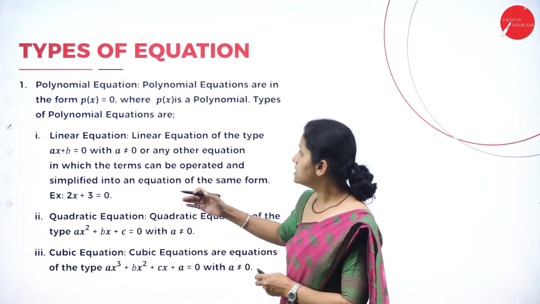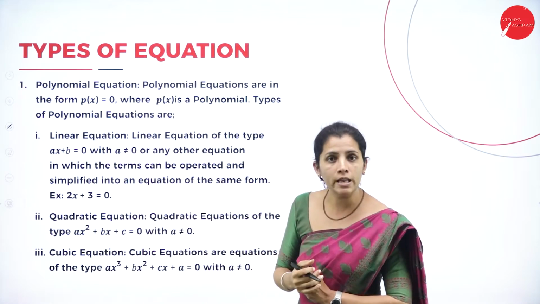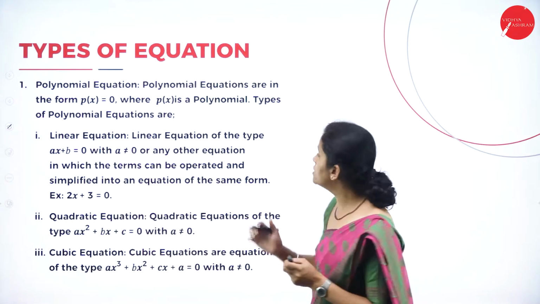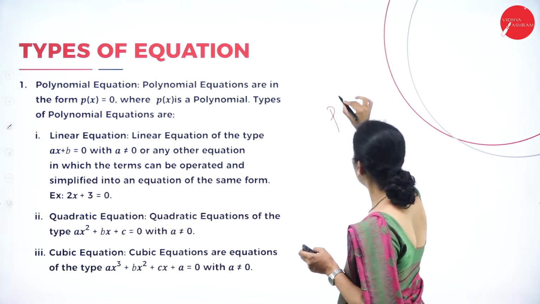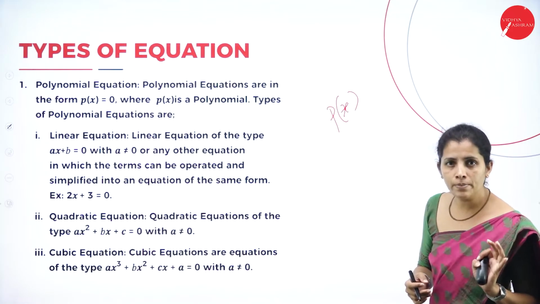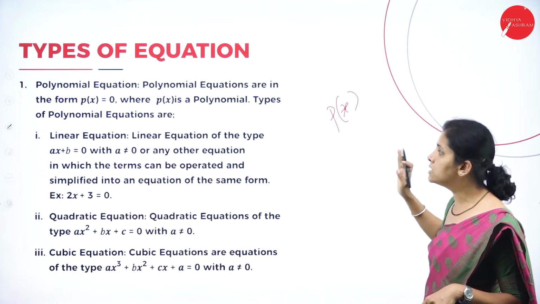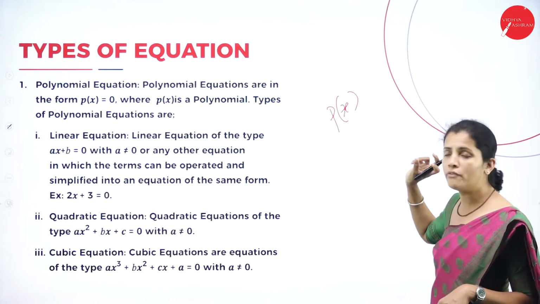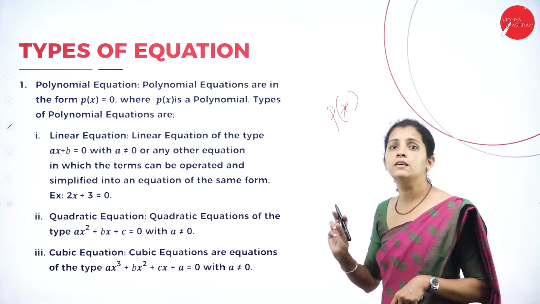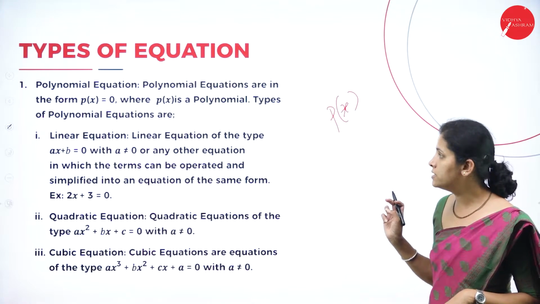So, if I consider polynomial equation, what is polynomial equation? The equation which is represented in the form of p of x. Whatever the equation it may be, but it is represented in the form of polynomial, that is nothing but p of x. Then it is coined as polynomial equation.